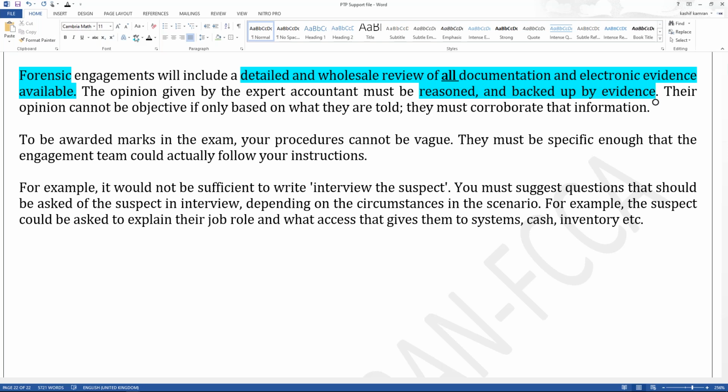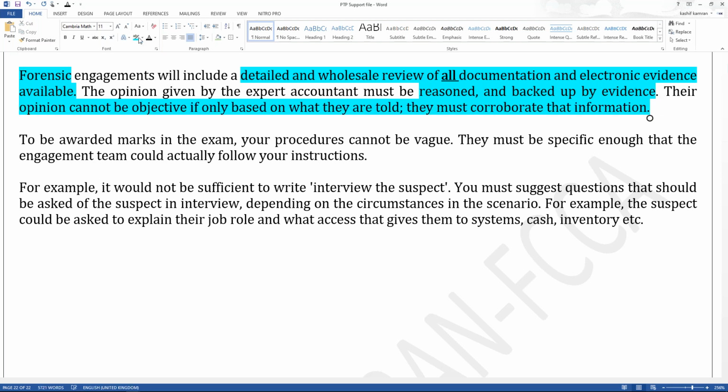Their opinion cannot be objective if only based on what they are told. They must corroborate the information. In a forensic investigation, can you just rely on what the management is telling you? Is that forensic? So your opinion cannot be objective if only based on what they are told. They must corroborate the information. Corroborate means they must investigate the information.